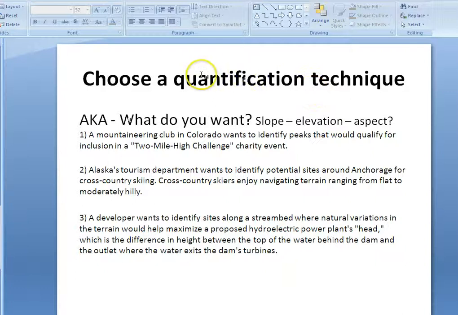So the lab asks you to figure out a bunch of quantifying techniques. Do you want to find the slope, the elevation, the aspect? Obviously, if you're trying to find which peak would be better to have in a challenge, you want the elevation. Alaska wants to do cross country. They need a low slope, but not too low, so they're going to use slope. And this guy wants, what's he looking for? Heights, water. So he needs elevation, and he probably also needs slope on that one.